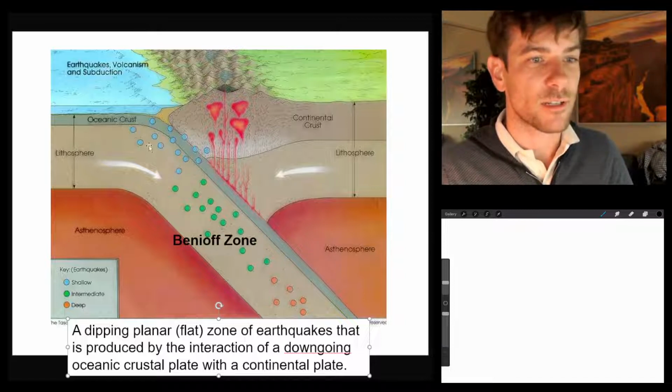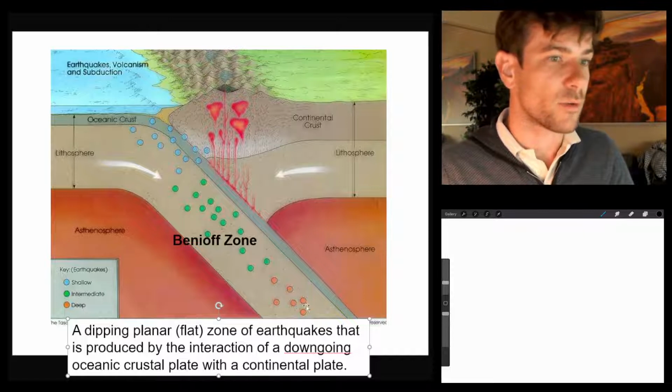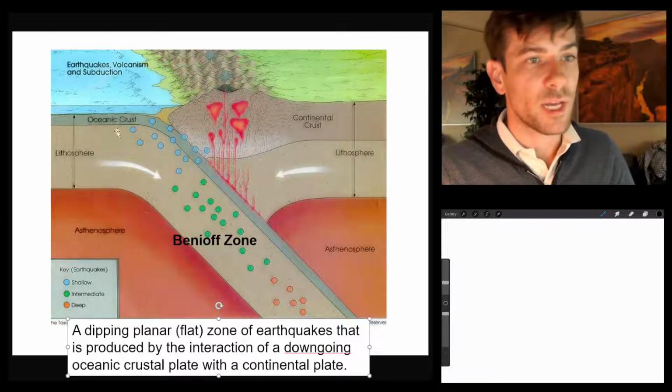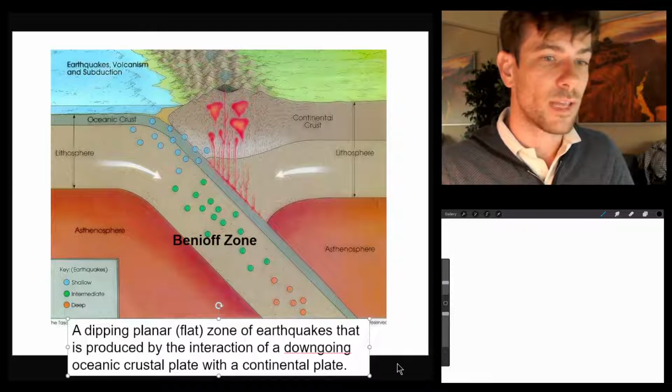All right, that's the term for it, and it's, as it says here, a dipping planar or flat zone of earthquakes that is produced by the interaction of a downgoing oceanic crustal plate with the continental plate. Really, the interaction with the continental plate and then with the mantle. But yeah, there's all these earthquakes that follow it right down. And that made good sense once people understood plate tectonics, but like many things, right?